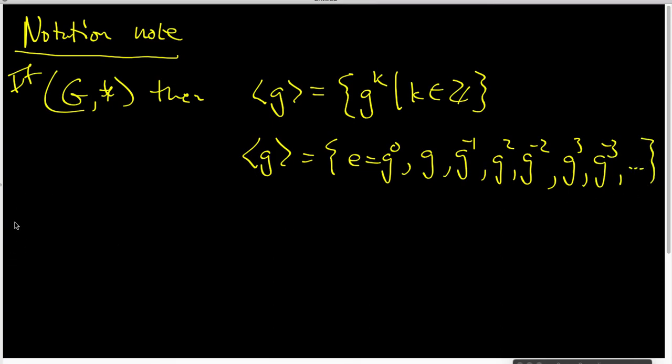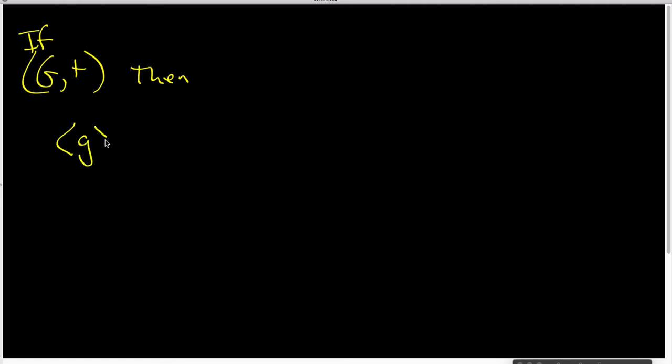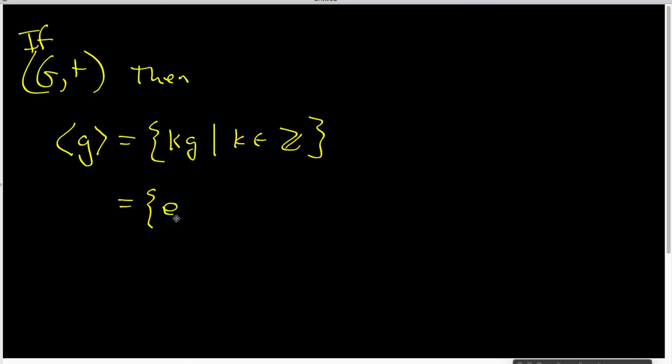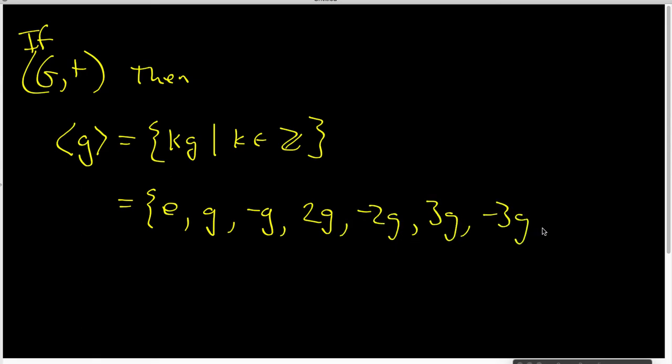But if we have an additive group, so I'm writing g additively, then it turns out that the cyclic subgroup generated by g is going to be all of the multiples of g. And the multiples, of course, are where k is in the integers Z. And this would be the group identity, which frequently will be written as a 0, but I'm just going to write it as an e here. It will be g and minus g, and then 2g and minus 2g, and 3g and minus 3g, and so on.